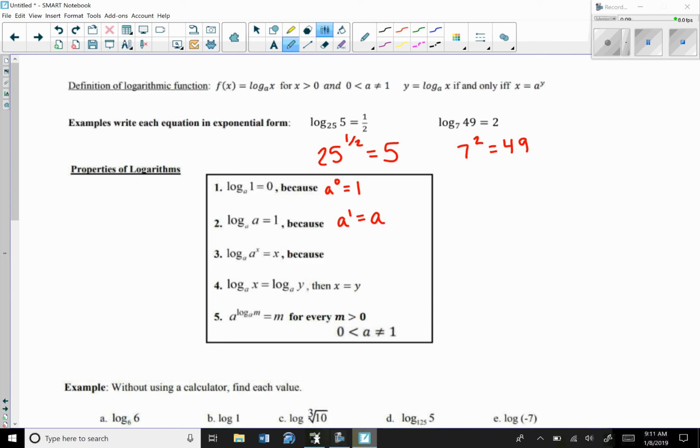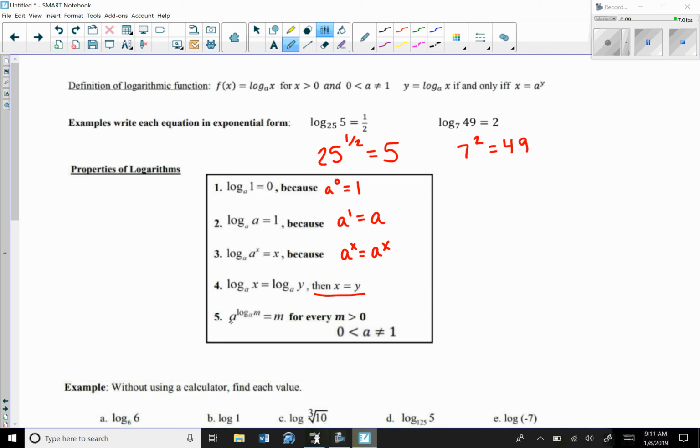For this next one, our base is a, and this is our answer, so a to the power of x is equal to a to the x, which is why log base a of a to the x is just equal to x. For this one here, this is just a statement. So log base a of x is equal to log base a of y if and only if x is equal to y. And this is another property.